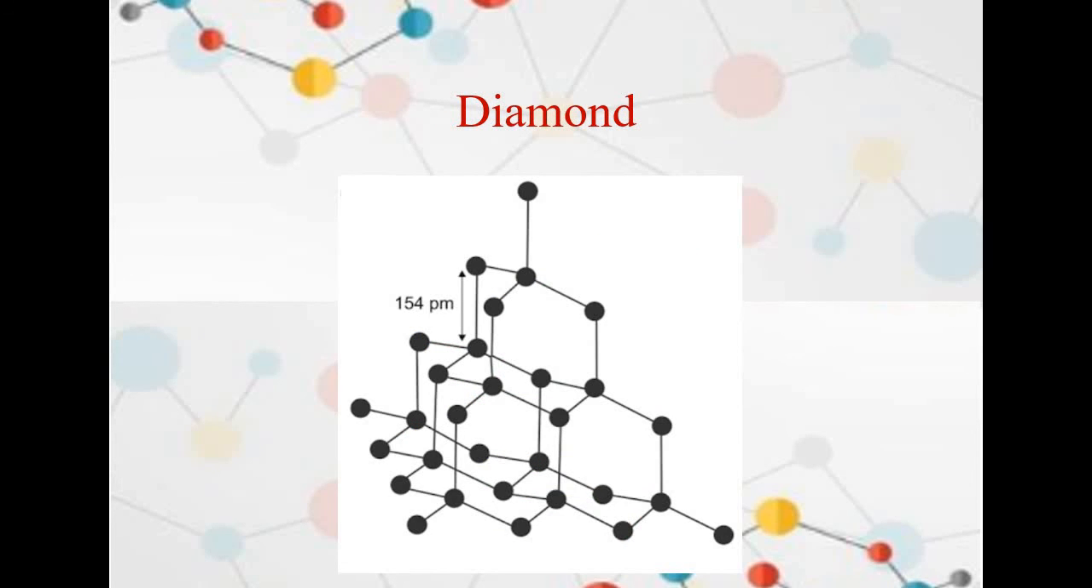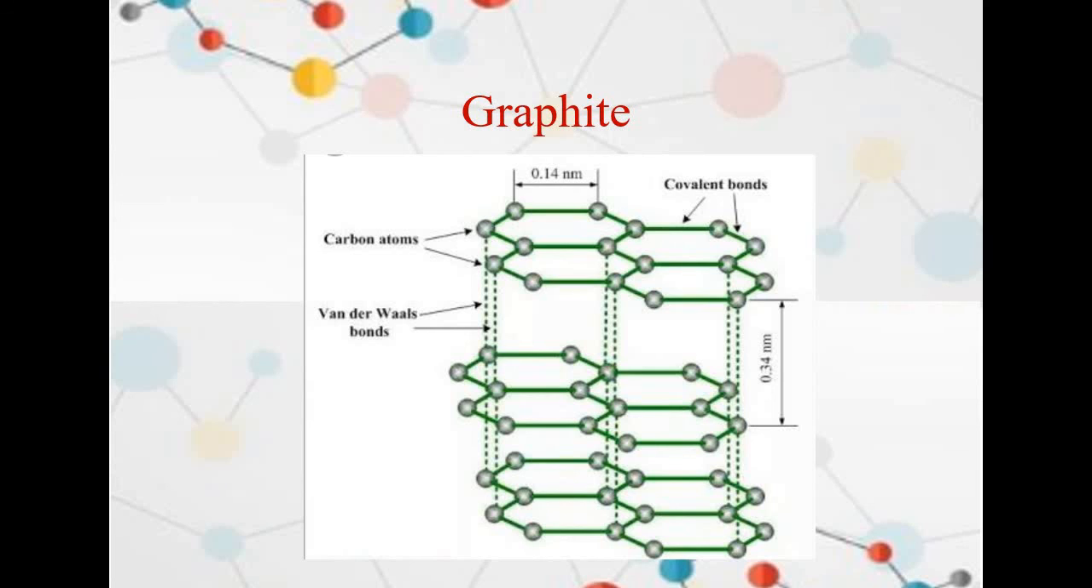Then next one is graphite. Graphite has a layered structure, and the layers are held by van der Waals forces, and the distance between the 2 layers is 340 pm. Each layer is composed of planar hexagonal rings of carbon atoms, and the C-C bond length within the layer is 141.5 pm. Each carbon atom in graphite is sp2 hybridized.